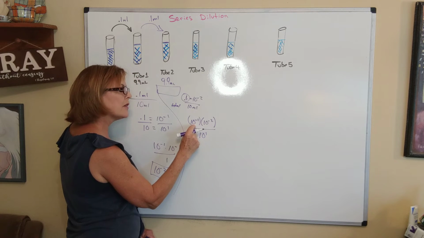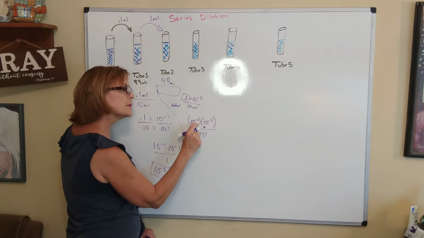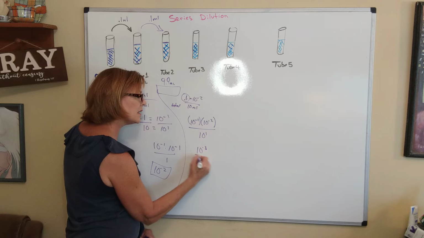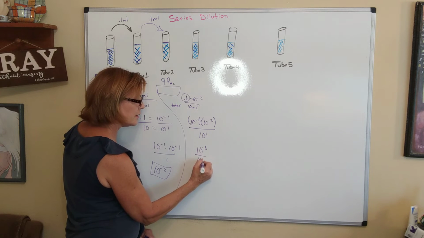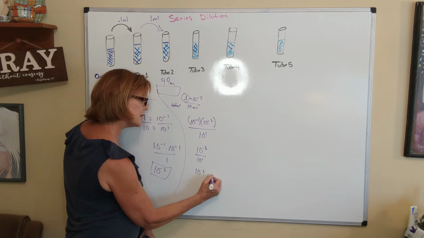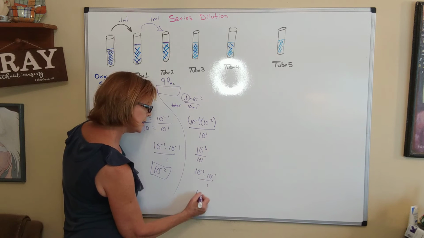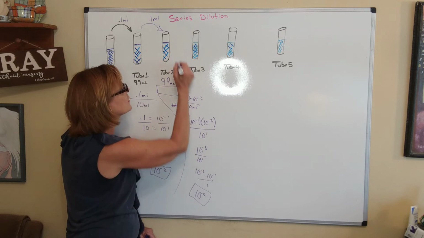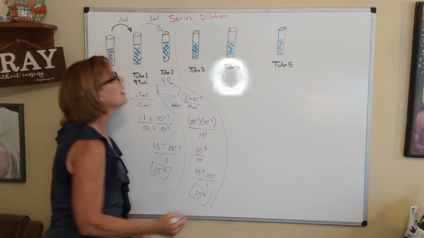Well, when you have like bases, you can add the exponents. This becomes 10 to the negative 1 plus negative 2, or 10 to the negative 3, over 10 to the 1. You bring them upstairs: 10 to the negative 3 times 10 to the negative 1, over 1. This, guys, is 10 to the negative 4 diluent factor. That's how they figure that out for test tube number 2.